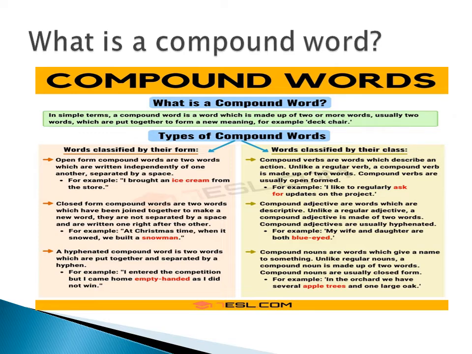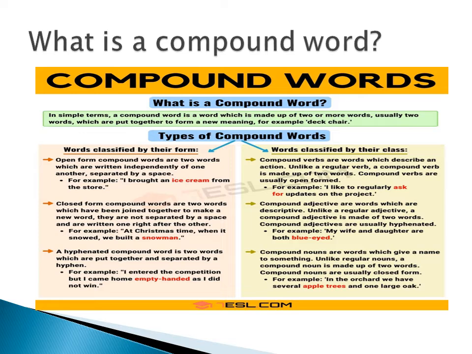Now, there are two types of compound words: 1. Words classified by their form, and 2. Words classified by their class. Let's take first words classified by their form. 1. Open form compound words are two words which are written independently of one another, separated by a space. For example, I brought an ice cream from the store. The word ice cream is a compound word which is an open form, separated by a space.